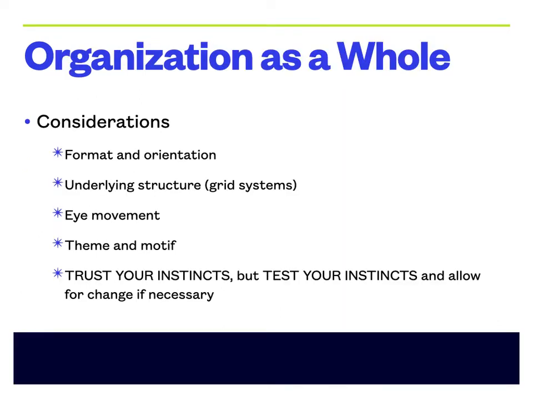So, organization as a whole has 4 primary considerations: format and orientation, underlying structure, eye movement, and theme and motif. From ideation to execution, each design decision must be supported by a rationale or a set of reasons, often choices we make intuitively because they feel right. Although it's important to trust your instincts, it's equally important to test them. So asking for feedback, like what we do in the critique process, is very important to make sure that your message and what you're trying to communicate is working.